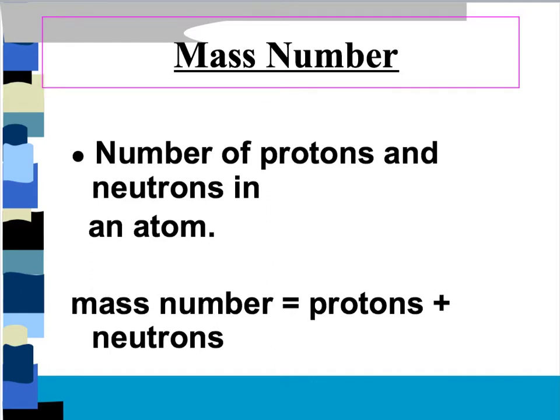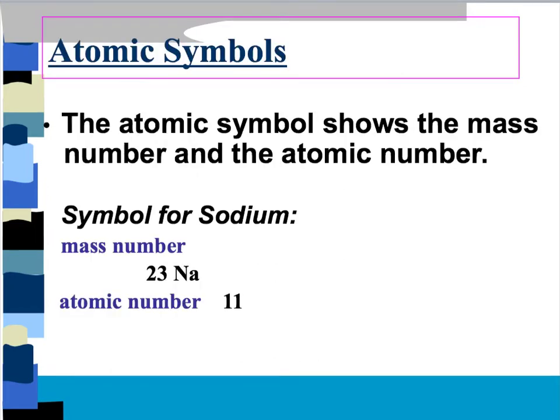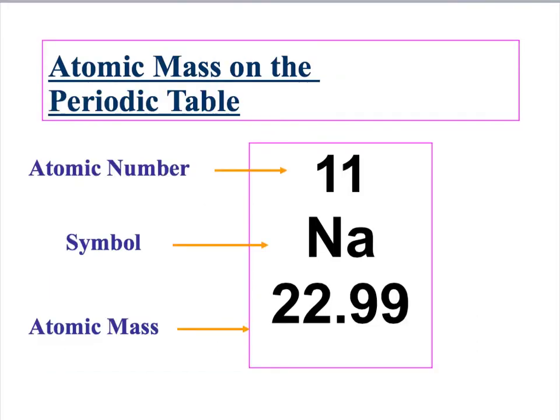The mass number is another important number for you to know. The mass number is the number of protons plus the number of neutrons that are in an atom. Another thing you see on the periodic table is the atomic symbol, or the abbreviation for elements. So in an atomic symbol, you'll see the abbreviated element name, so Na is for sodium. You'll see the mass number, so for sodium that would be 23, and you'll see the atomic number, which is 11 for sodium. This is the way you would usually see the atomic number, the symbol, and the atomic mass on a periodic table.